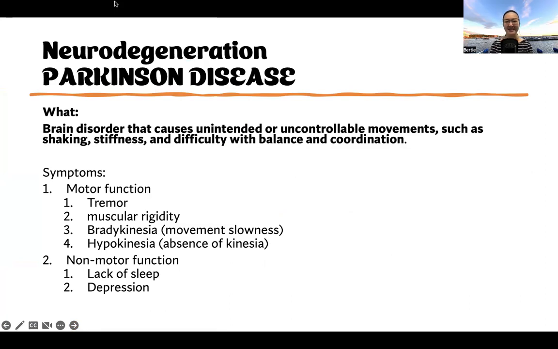Neurodegeneration, Parkinson's disease. What is it? It's a brain disorder that causes unintended or uncontrollable movements, such as shaking, stiffness, and difficulty with balance and coordination. What are the symptoms? The first part is motor function: tremor, muscular rigidity, bradykinesia, movement slowness, and hypokinesia, absence of kinesia. The second part is non-motor function: lack of sleep and depression.